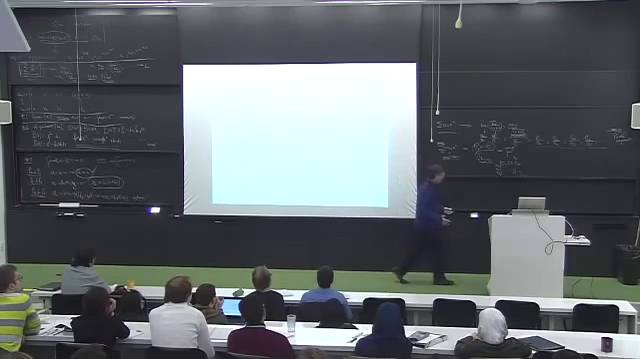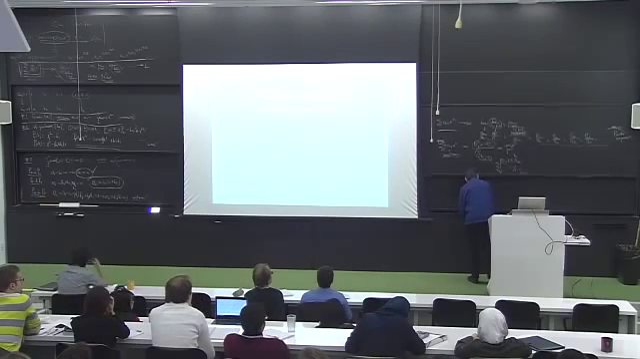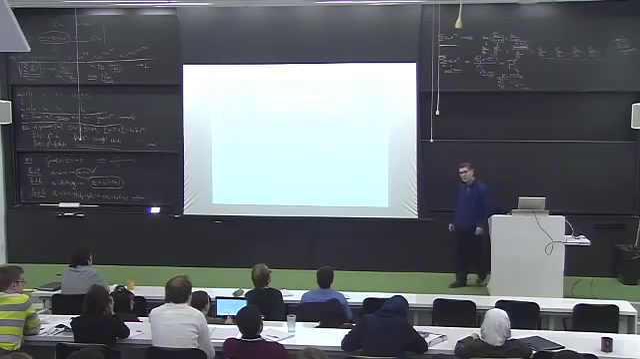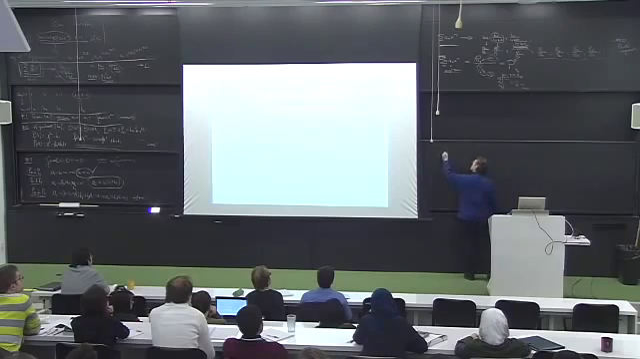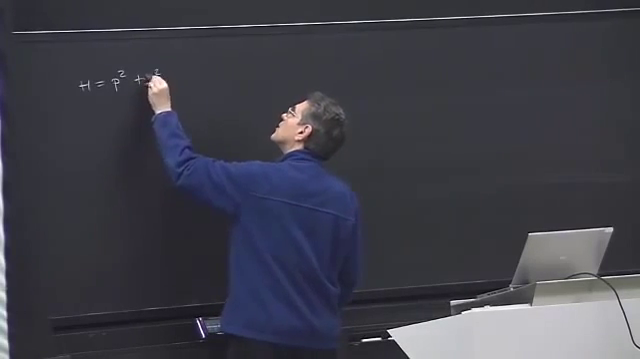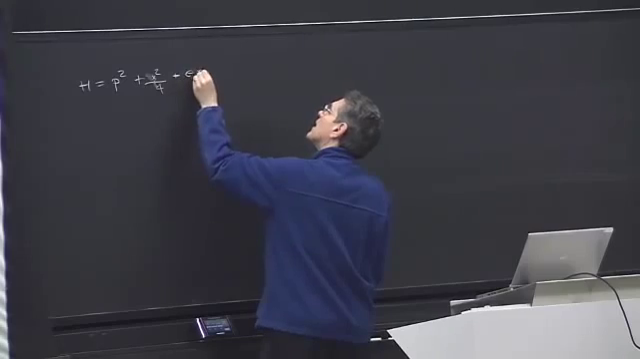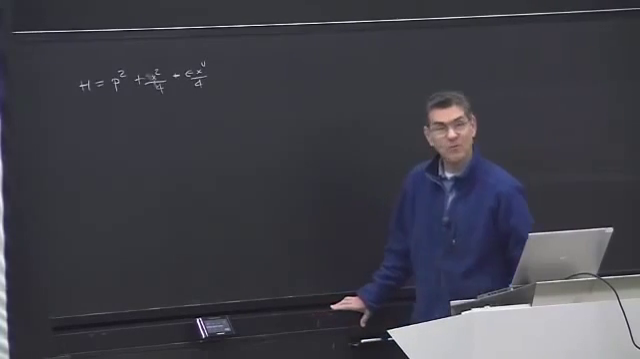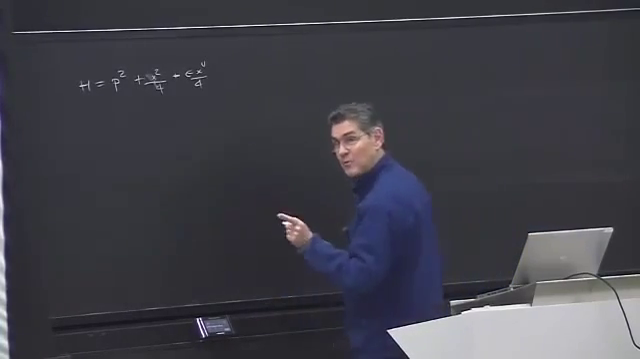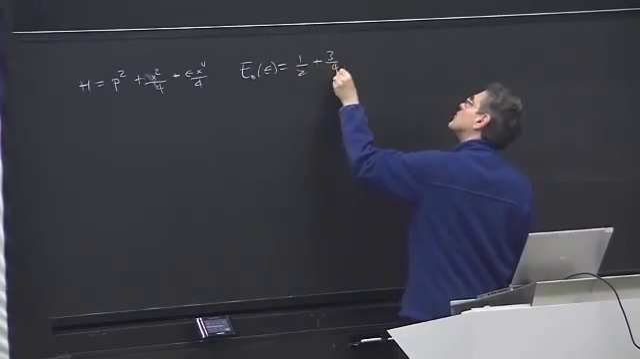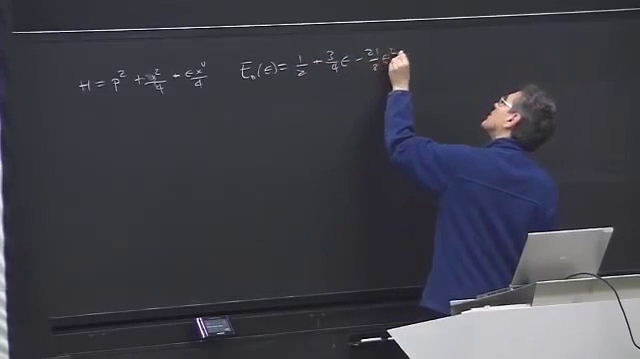Just as an example, when you work on the anharmonic oscillator, whose Hamiltonian is p squared plus x squared over 4, plus epsilon x to the 4th over 4, and you calculate the ground state energy, which is a problem that you've been assigned, you find that the ground state energy as a function of epsilon is 1/2 plus 3/4 epsilon minus 21/8 epsilon squared.